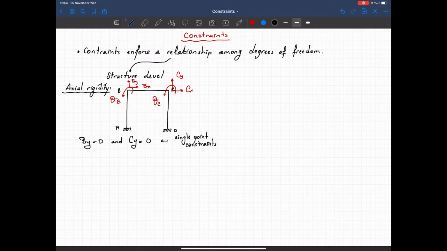And also, in order to define again axial rigidity, I was saying that Bx must be equal to Cx, right? That's what we called a multi-point constraint. Now I got 2 degrees of freedom, Bx and Cx, and I'm defining a relationship between these 2 degrees of freedom. I'm enforcing the solution to give me this relationship. Okay, so that's one example, the axial rigidity.